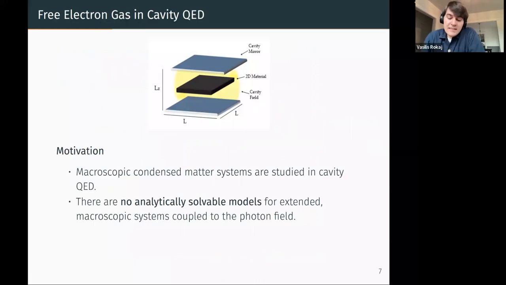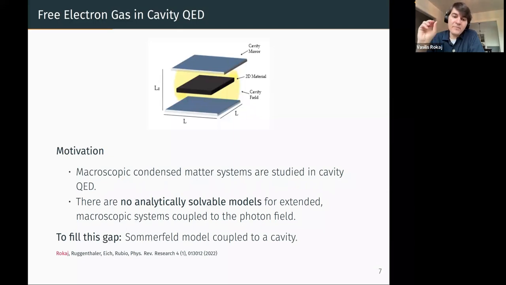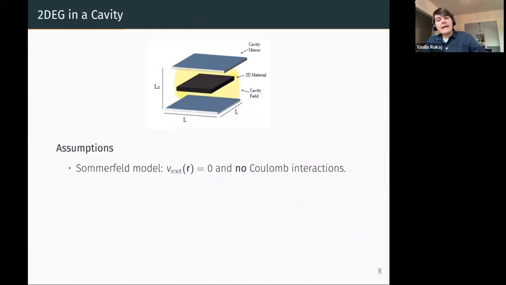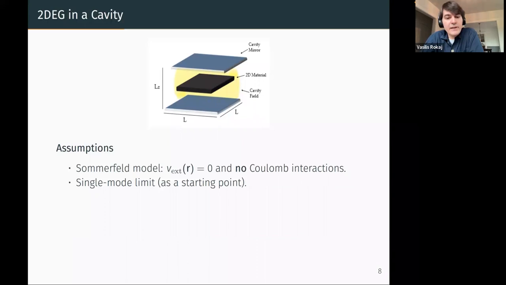The motivation for this system is, as I told you, that experimentally macroscopic condensed matter systems coupled to cavities are studied, but so far there have been no analytically solvable models for extended condensed matter macroscopic systems coupled to the photon field. We want to fill this gap by looking at the Sommerfeld model coupled to the cavity. The assumptions that we take are the standard ones of the Sommerfeld model, where the external potential of the system is 0. There are no Coulomb interactions.